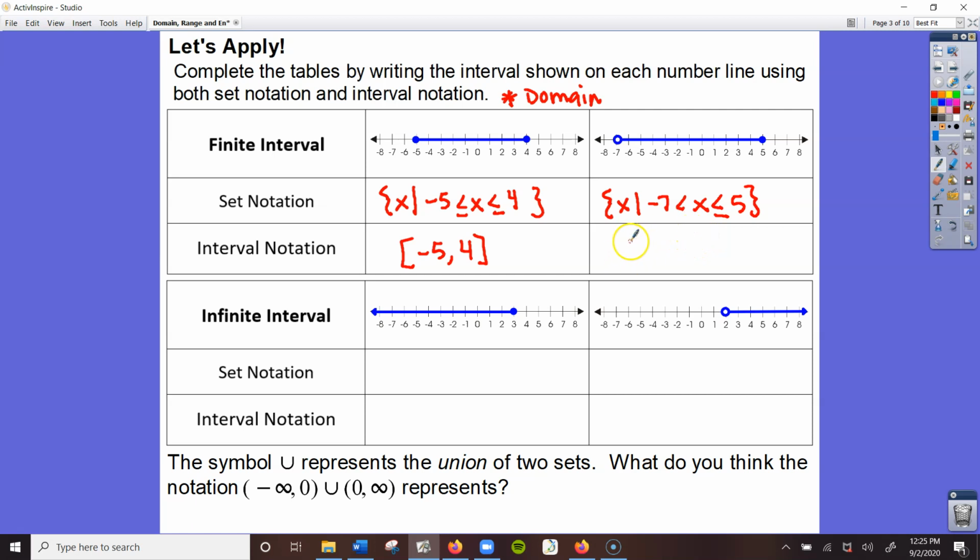Now when I translate it to interval notation, since the -7 is not included, I would put parentheses, -7, comma, 5, and since 5 is included, I'd put a bracket.